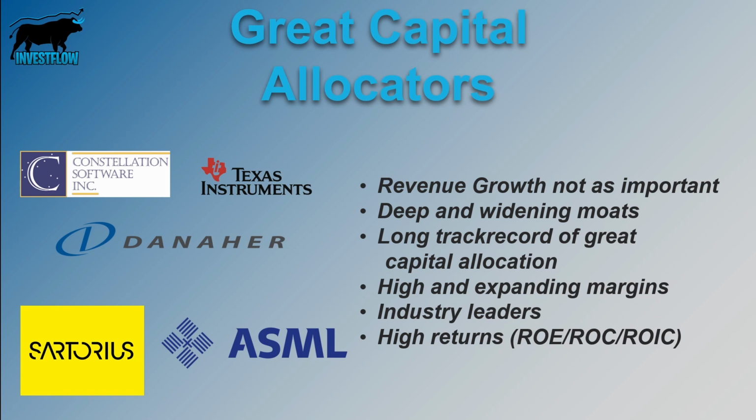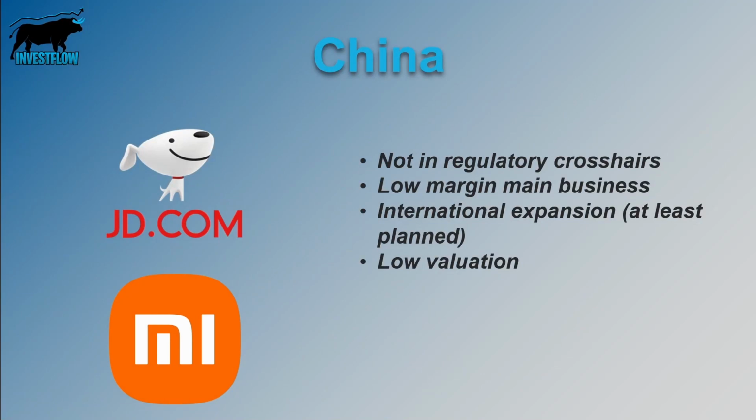Then they also need high and expanding margins, which often is a result of great capital allocation. They have to be an industry leader because, in line with a deep and widening moat, you should be an industry leader. And they also need high returns, which can be measured, for example, on return on equity or return on invested capital. The fourth segment for me is China.